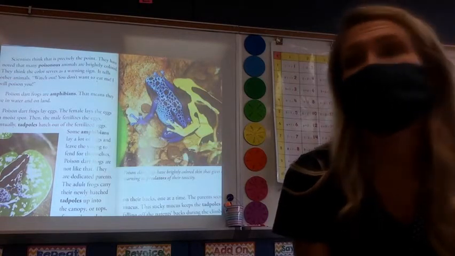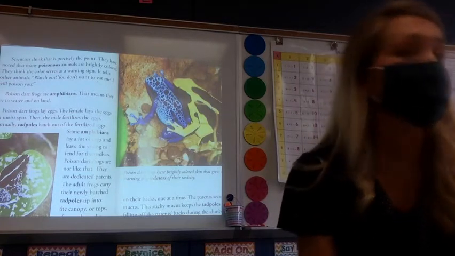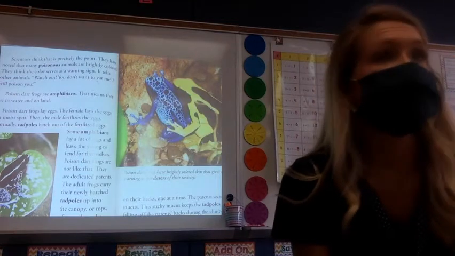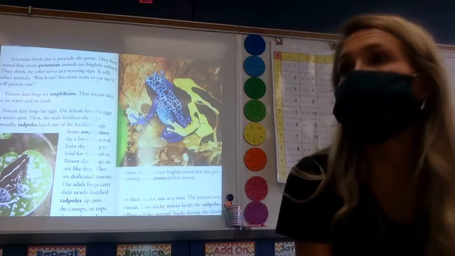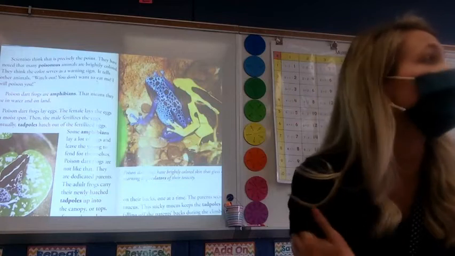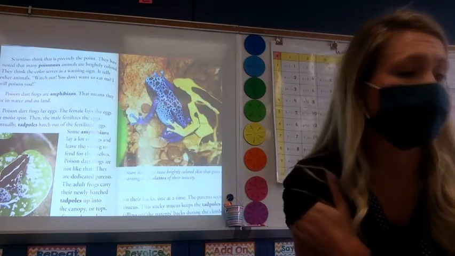3, 2, 1. So is that something you could add to your chart about the poison dart frogs too? Yes. They actually care for their young, don't they? They take their tadpoles and they bring them up to the trees with them, which is different. We read about the toads. They laid their eggs and they left. As far as we know, the tree frogs did as well, right? This one is a very different situation.